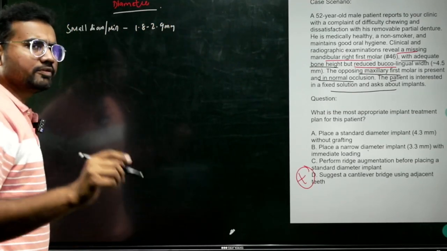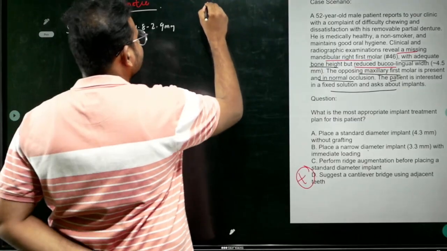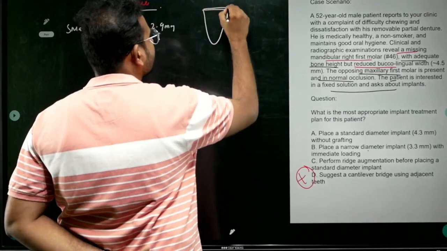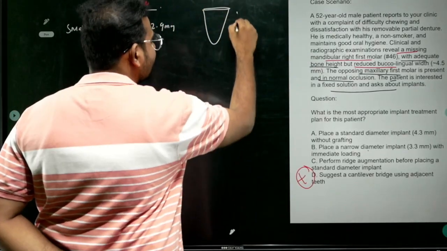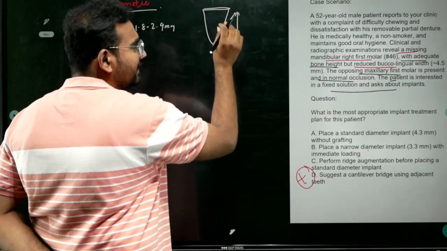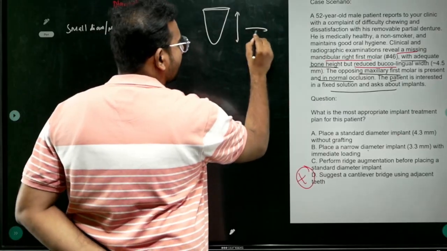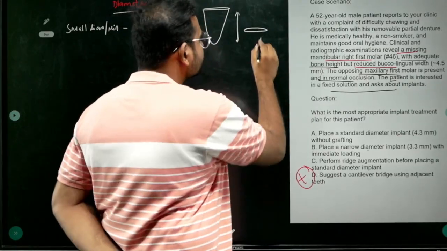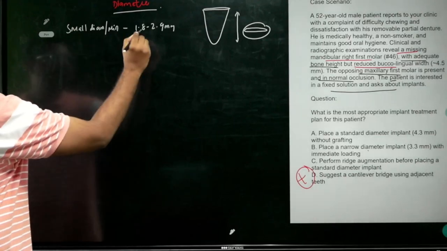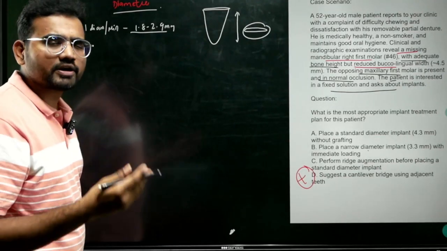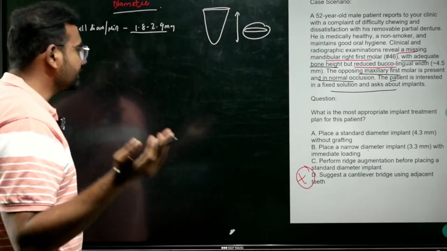Before moving on, what is the diameter of an implant? Say, for example, you see an implant like this, seen from the side. This is the length of the implant. When I take an implant and turn it towards me, it will be something like this, right? So this is the diameter. If it is 1.8 to 2.9, it's a smaller diameter or mini implant, used as orthodontic anchorage.